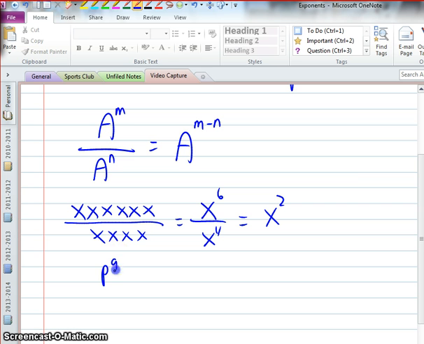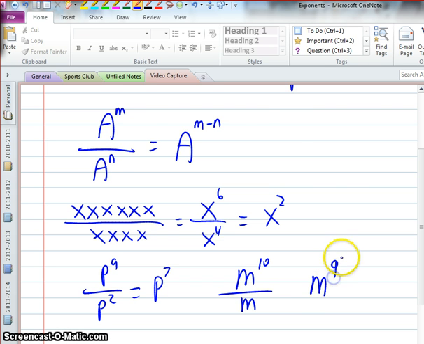Not too much more complicated than that. So if you had, say, p to the 9th over p squared, you've got p to the 7th. If you had m to the 10th over m, when you don't see an exponent on a given number or letter, it's understood to be 1, so that's 10 minus 1, which is 9.